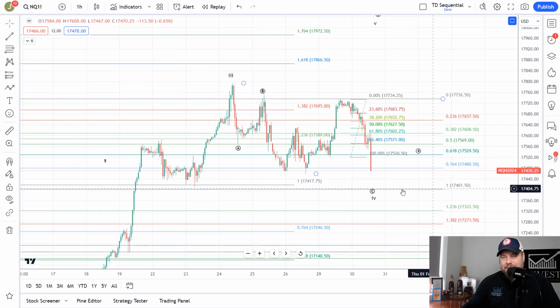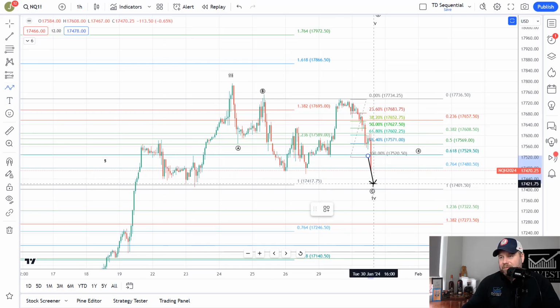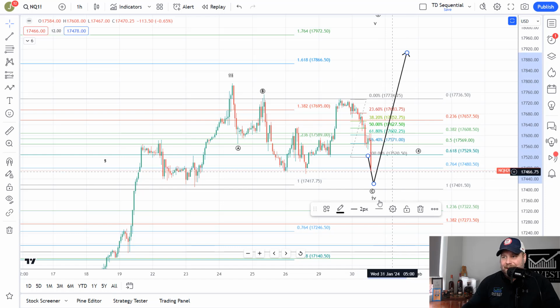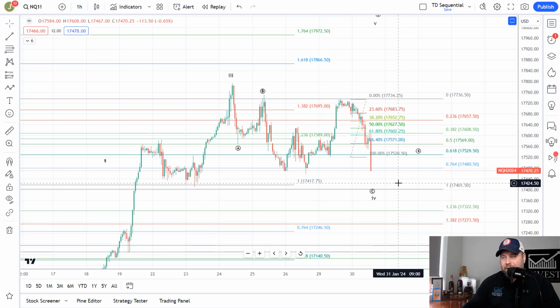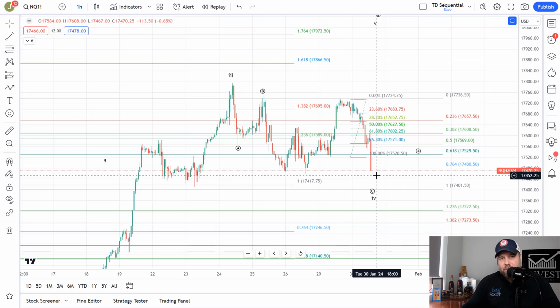The support level 17,401 is extremely important. Right now we're looking for this C down to complete and then a move up. But if they cannot hold support, it does open the door to start a bigger leg down. And where that leg reaches will be determined by its structure and exactly what we're looking at overall. So again, guys, remember, for the Fed tomorrow, the theme is support. You have several layers of support on the ES.